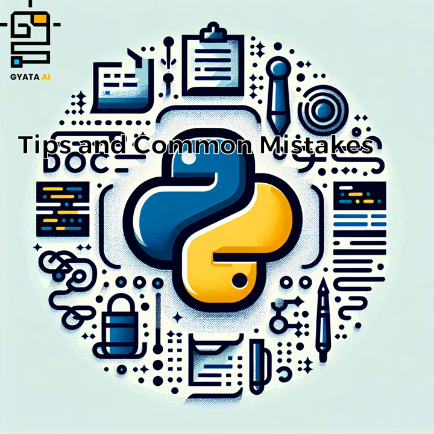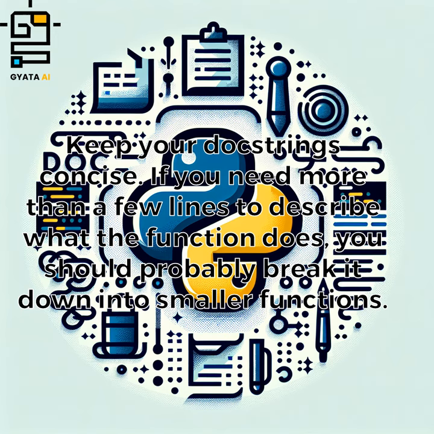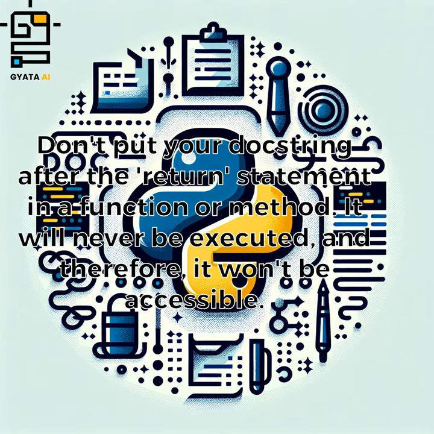Tips and common mistakes. Always write a docstring for your functions, methods, classes, and modules. Keep your docstrings concise. If you need more than a few lines to describe what the function does, you should probably break it down into smaller functions. Don't put your docstring after the return statement in a function or method. It will never be executed, and therefore it won't be accessible.